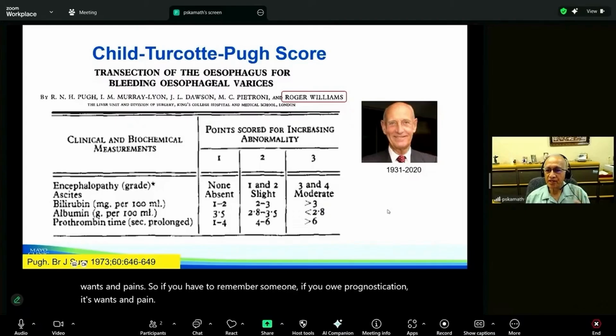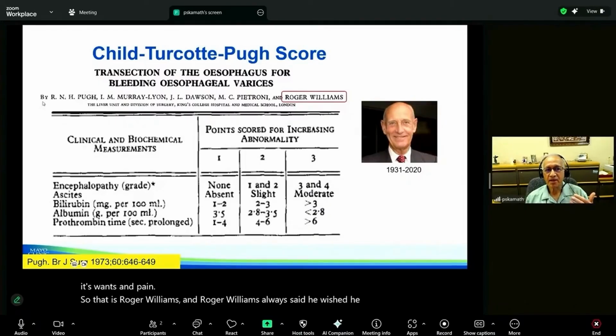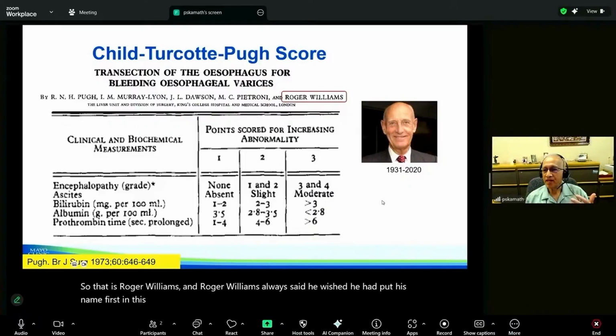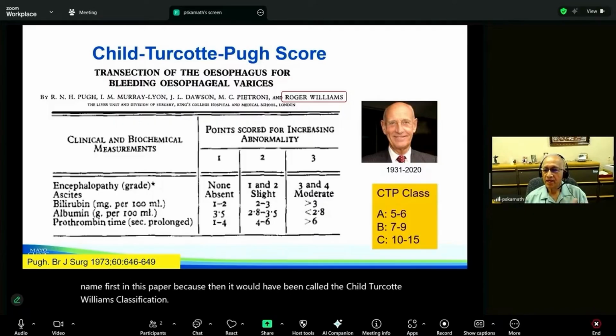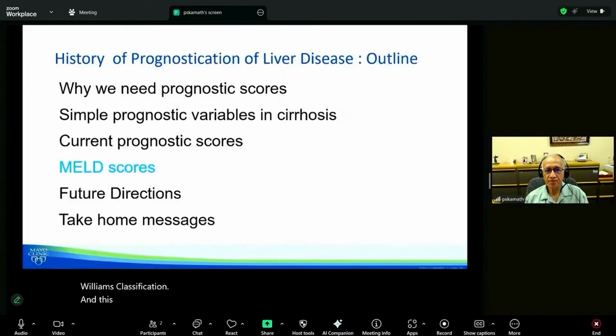So that is Roger Williams. And Roger Williams always said he wished he had put his name first in this paper, because then it would have been called the Child-Turcott-Williams classification. And this is the CTP score. Now let's go to the MELD score, okay?